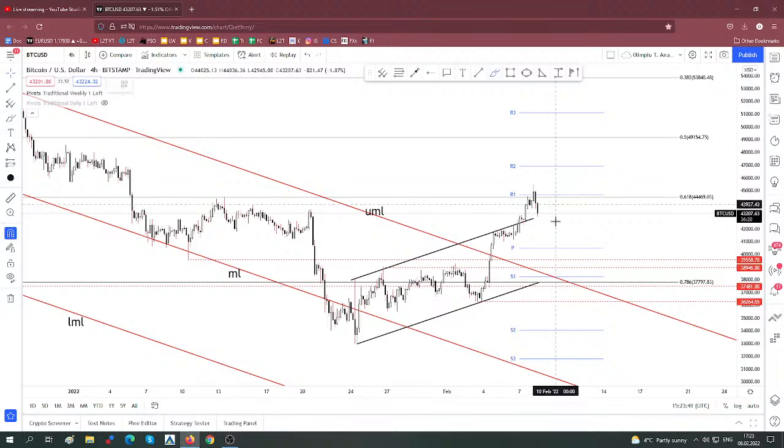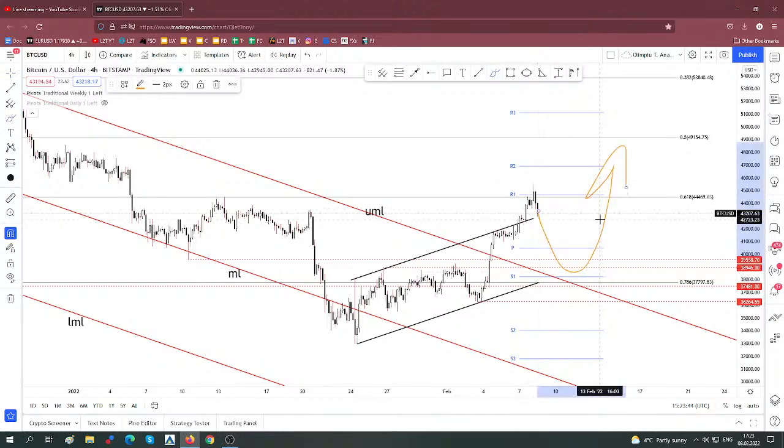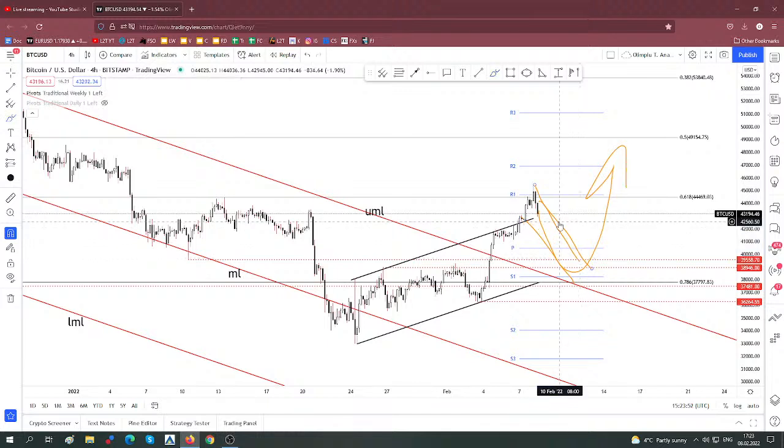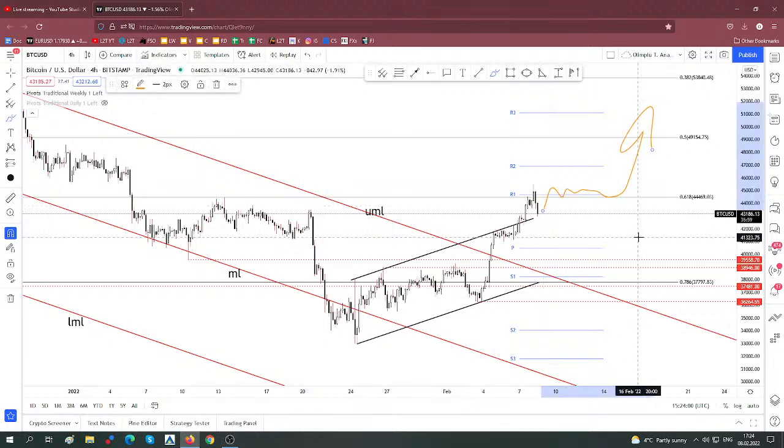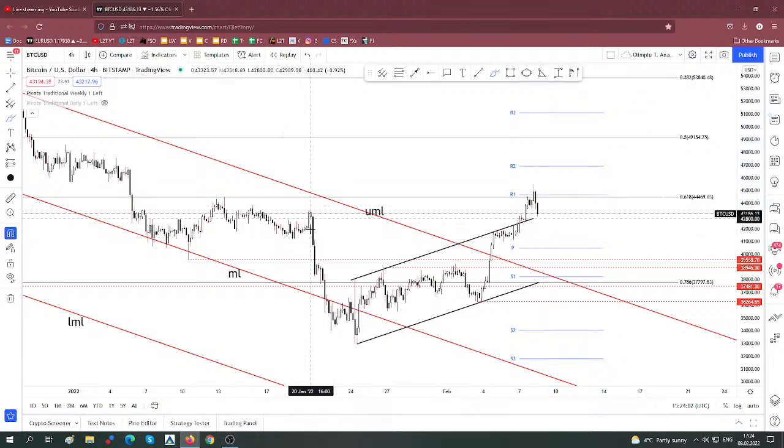So here on Bitcoin, if it comes back down to retest this, maybe we'll have a great opportunity, maybe something like a flag, like a falling wedge pattern, a bullish pattern here in Bitcoin. Or if it stays and stabilizes above this line, a stabilization here could bring new opportunities.